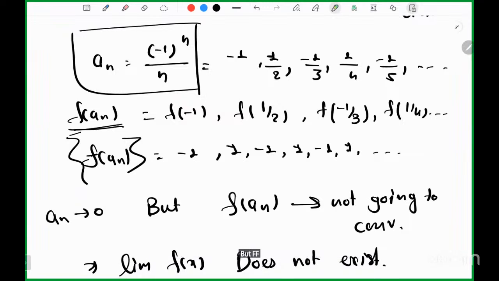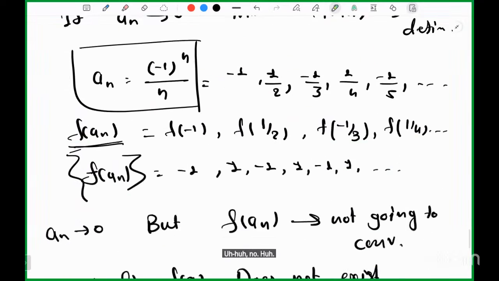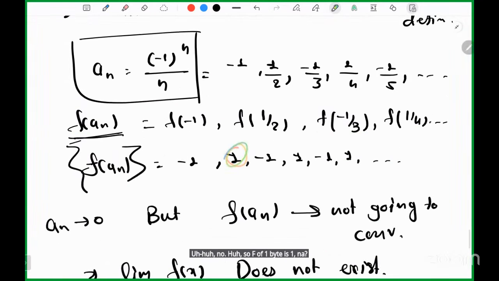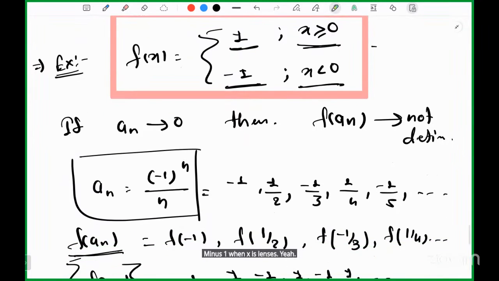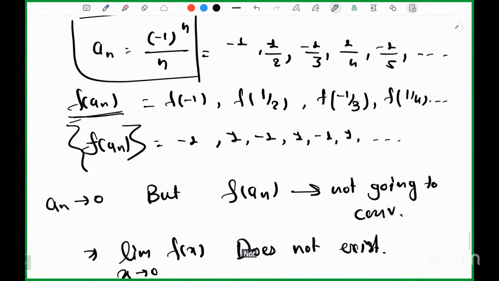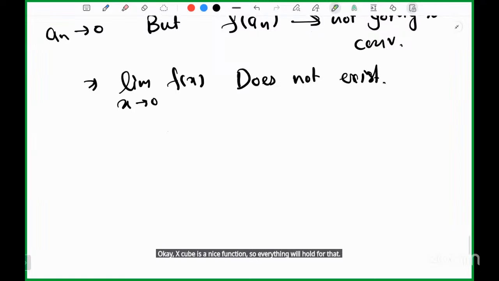f of 1/2, what is it? It's 1, no? But what is the function we are applying? Is it x to the power of 3? No, this new function f of x is 1 when x is greater than 0, and -1 when x is less than 0. Okay, I'm talking about this function, not x cube. x cube is a nice function, so everything will hold for that.